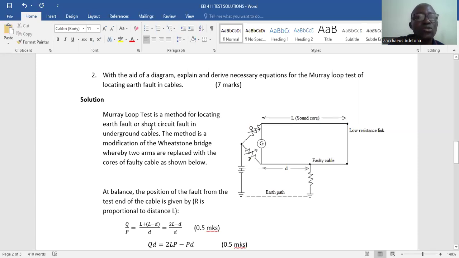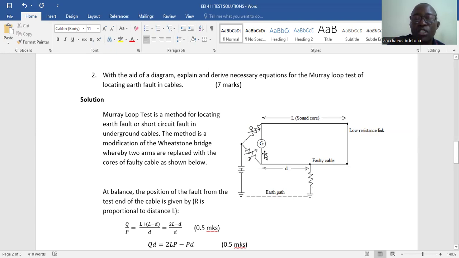So we have the solution. The Murray-Loop test is a method for locating earth faults or short-circuit faults in underground cables. The method is a modification of the Wheatstone bridge, as we know. In this case, we replace the 2 arms of the Wheatstone bridge by the core of the faulty cable, as we show in this diagram. You can see the sound cable, that is capital L, sound core, and the faulty cable down here. So they both are joined together with a low resistance link.